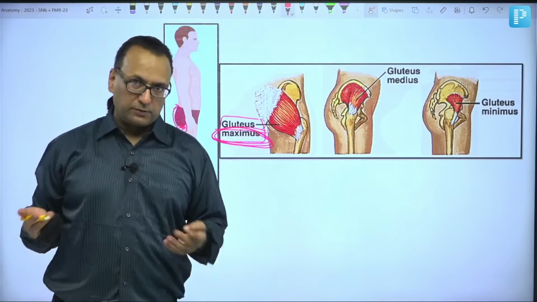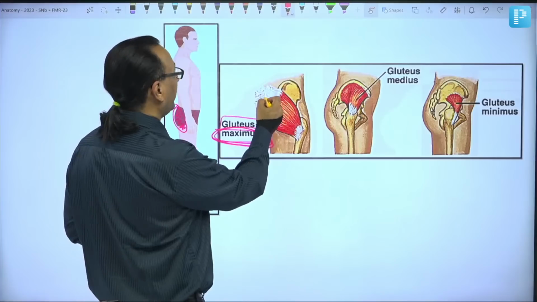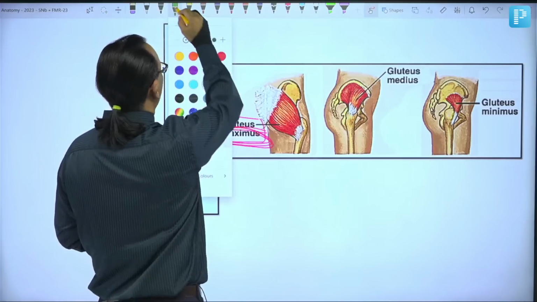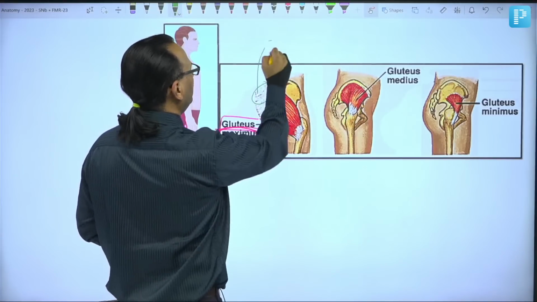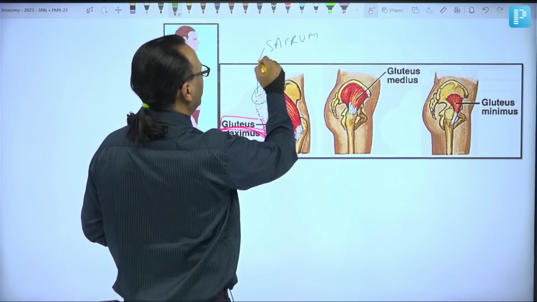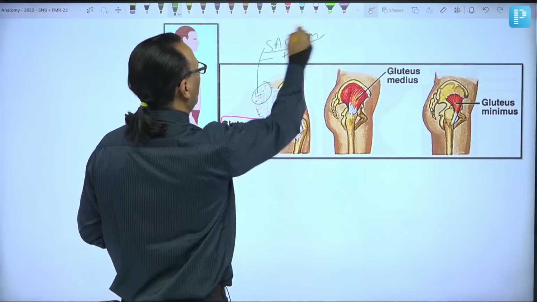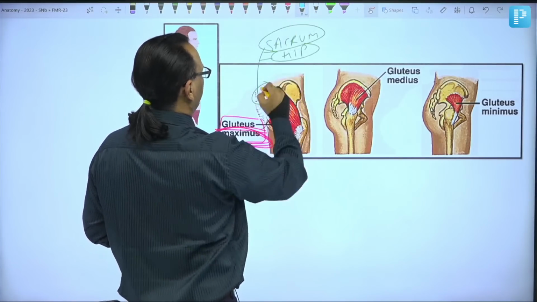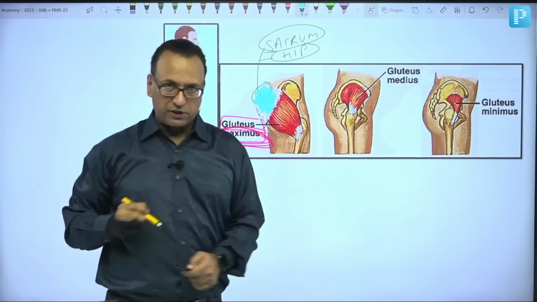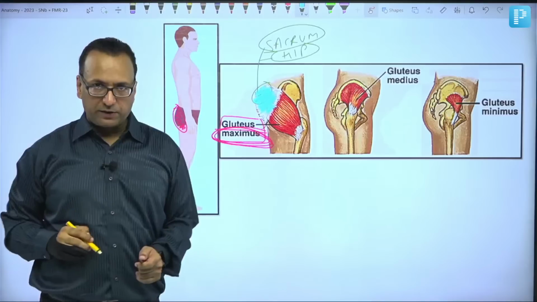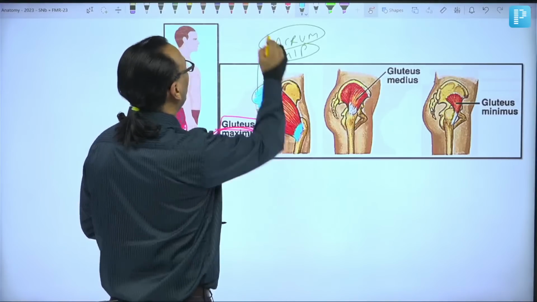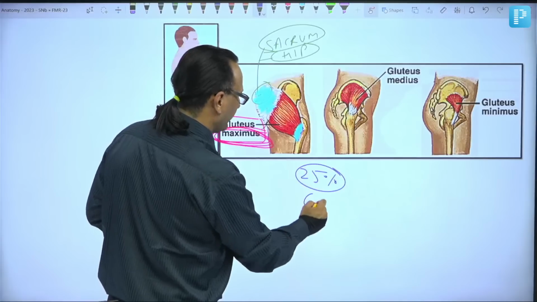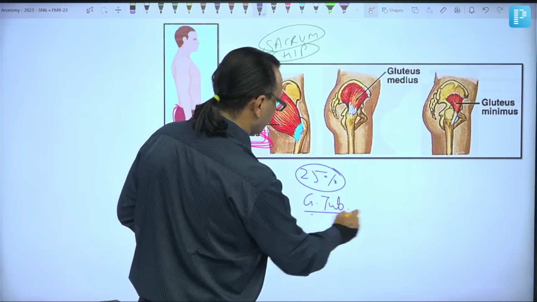What is the origin of gluteus maximus? It's a skeletal muscle. It will have a bony origin. So it takes origin from the sacrum bone and the hip bone. Now if that is the origin, then where is the insertion? 25% of fibers insert on the femur at the gluteal tuberosity.